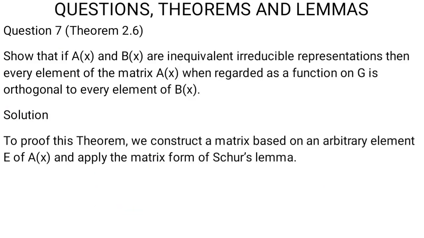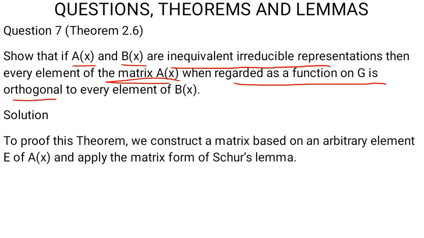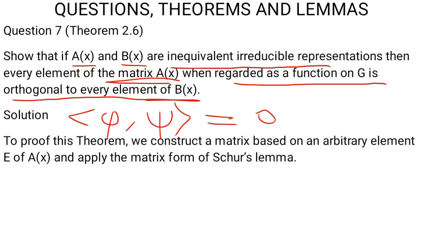Question 7 now. This is theorem 2.6. It says show that if AX and BX are inequivalent irreducible representations, then every element of AX, when regarded as a function on G, is orthogonal to every element of BX. I want to show it is orthogonal to every element of BX. When did we say something was orthogonal? Remember, we saw the characteristic function. We said when it is equal to 0. If you remember those definitions. So we want to show that this will happen.